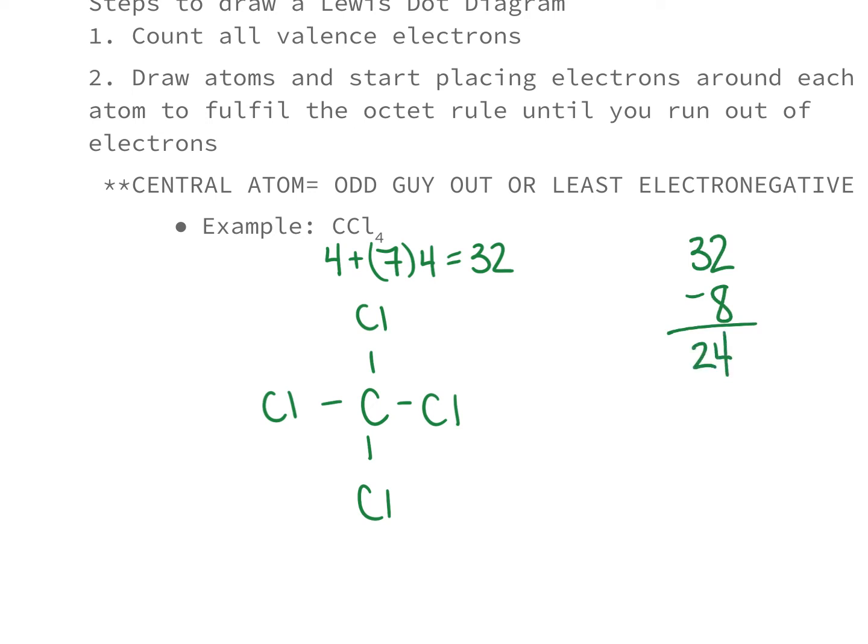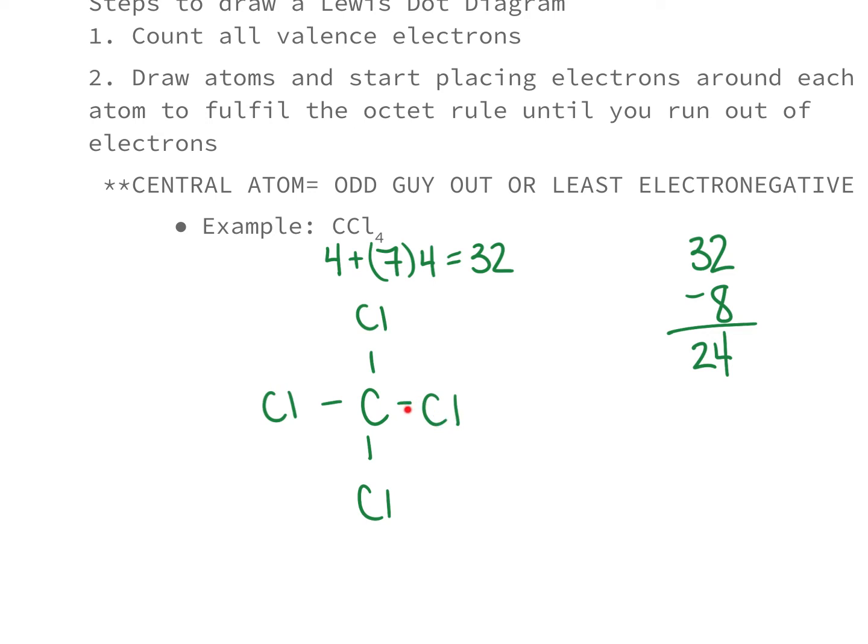Okay, 24. So now the name of the game is fulfilling the octet rule. And what's the magic number for the octet rule? 8. I recommend you start with the outside atoms. Okay, so start with the outside. We'll start with this one.